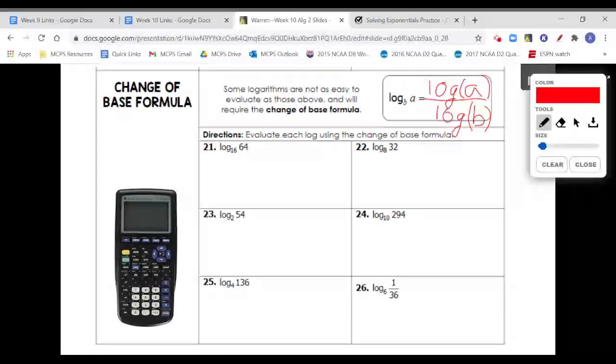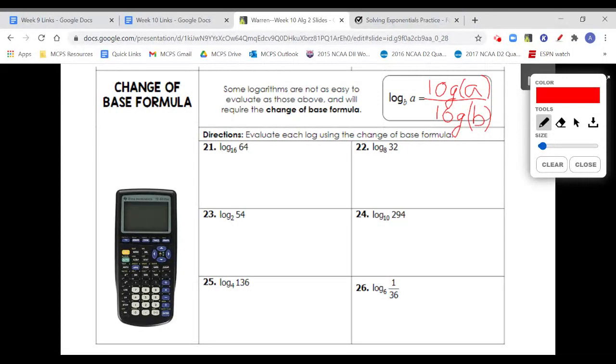One of the reasons that this change of base formula is very helpful to us is because in our calculators, we can easily type in the log of a number without having to change the base, if we can always just rewrite this with the common log or with base 10. So we're going to work on evaluating all of these logarithmic expressions using our calculator, and we're going to rewrite them with the change of base formula.